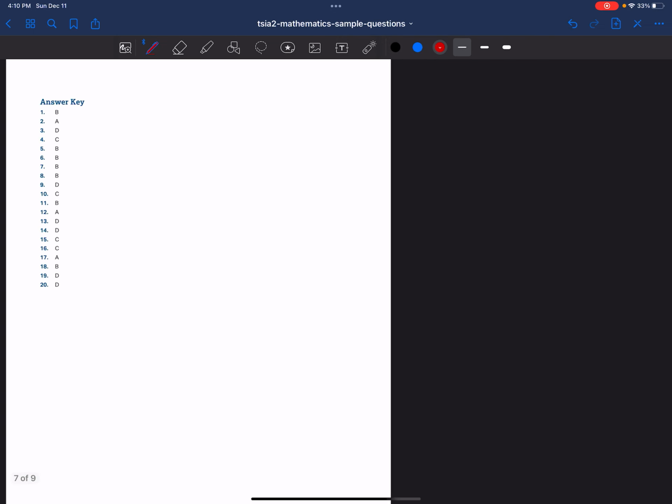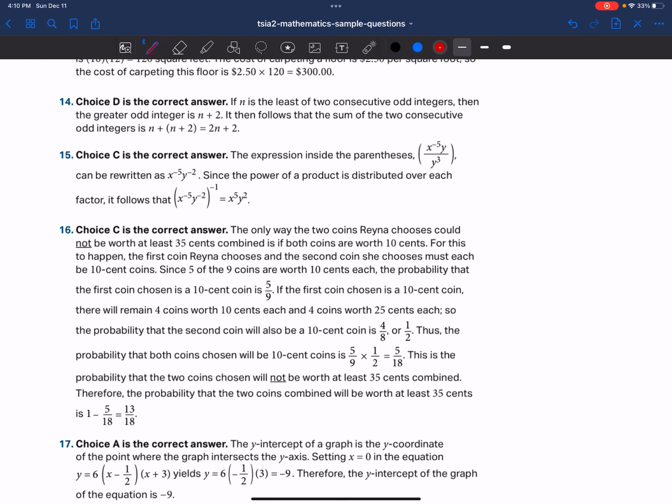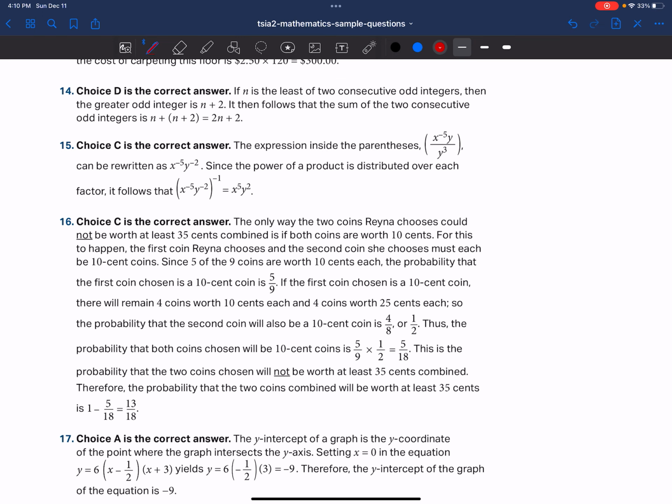Is that it? Hold on, I gotta look at the answer. This one's hard. This one's making my brain think. I'm so glad that the answer choice is here, because honestly, I don't know if I could explain this on my own right now. I'd have to give it way more thought than is due for the video. For this to happen, the first one must be 10 cents, since 5 of the coins are worth 10 cents each.